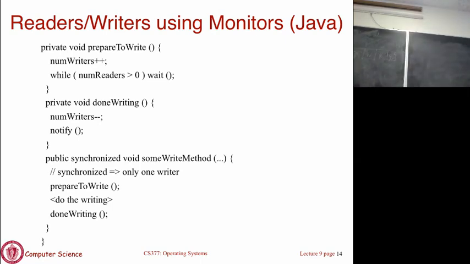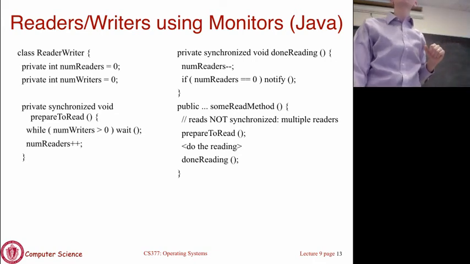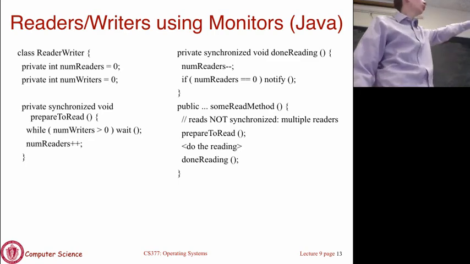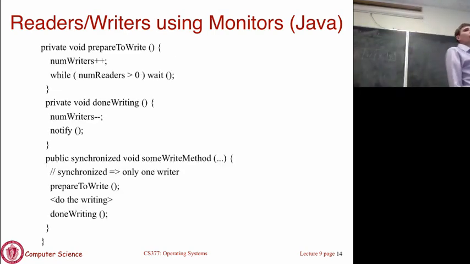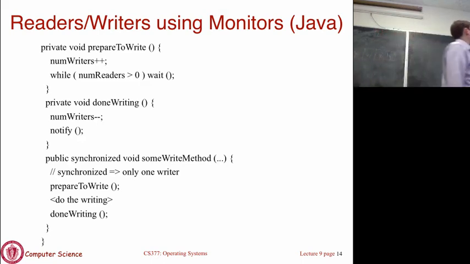One other thing to note here is that these methods, prepare to write and done writing, are not synchronized. But if we look previously, in the read case, these methods were synchronized. So why is that? Why is it synchronized in the read case but not in the write case? Yeah. Because the method that calls those methods is synchronized. Remember, these methods are only called from within this method, and this method is synchronized.